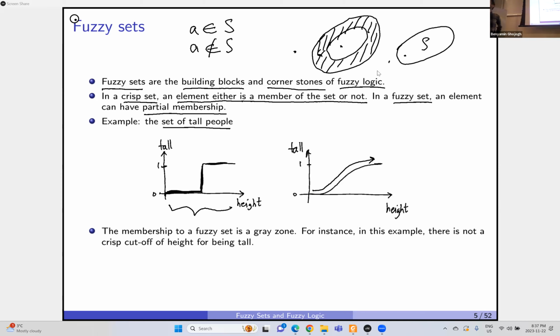Also in philosophy, this is a critical question. They say, who is bald? How many hairs should you have to call you bald or not bald? There is no specific threshold. So it's this philosophical question. The membership to a fuzzy set is a gray zone. For instance, in this example, there is no crisp cutoff of height for being tall.